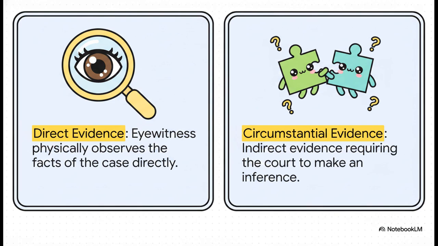Direct evidence is an eyewitness physically observing the facts. So I saw person A shoot person B. Boom, direct. Circumstantial or indirect evidence doesn't carry the same weight because it forces the court to make an inference.